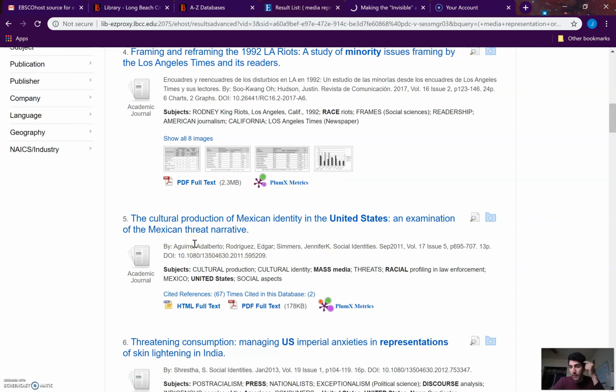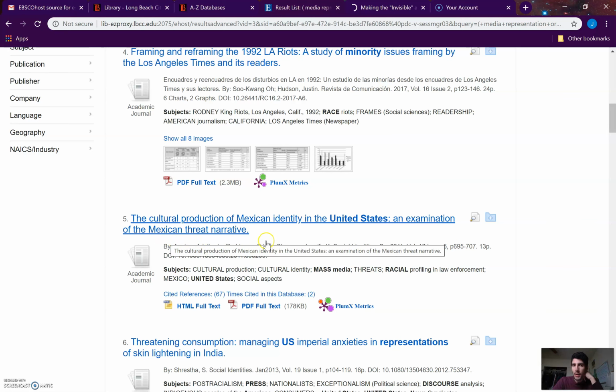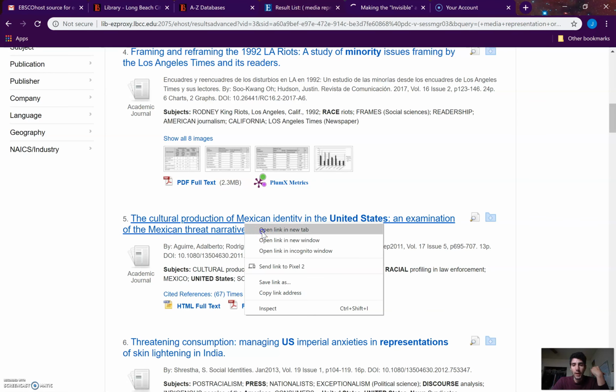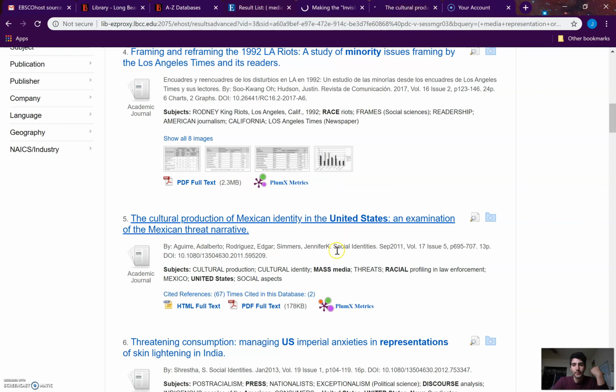So remember, I have my prompt in mind. I have the questions I want to answer. Mexican threat narrative. If I go back to my prompt, this seems like a source that would help me answer that prompt, at least in terms of the first question. What problematic negative stereotypes does the media portray of certain groups? So I'm going to click on this link, and I'm going to leave it right there.